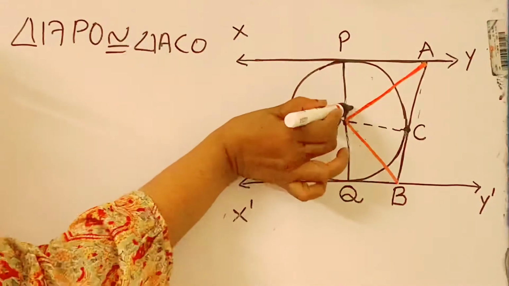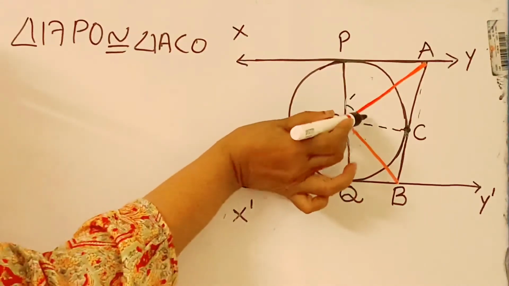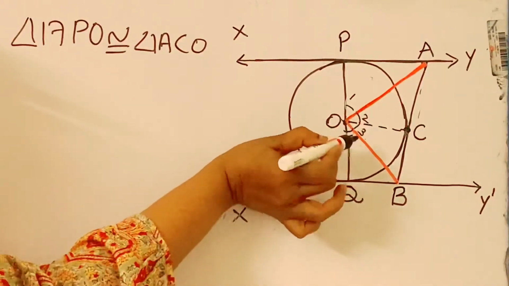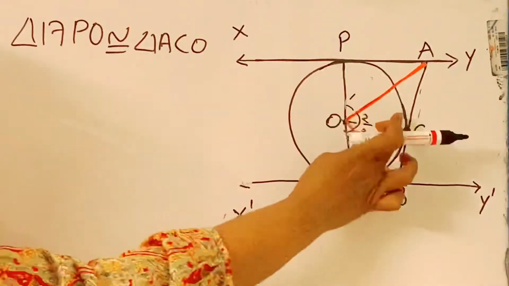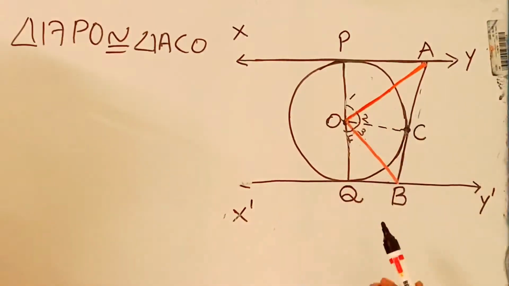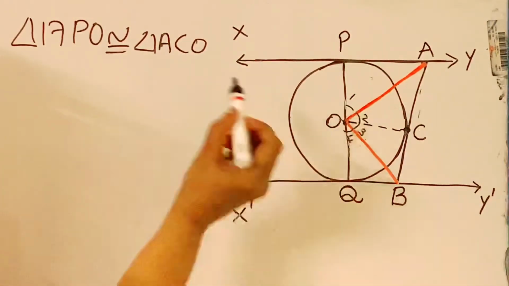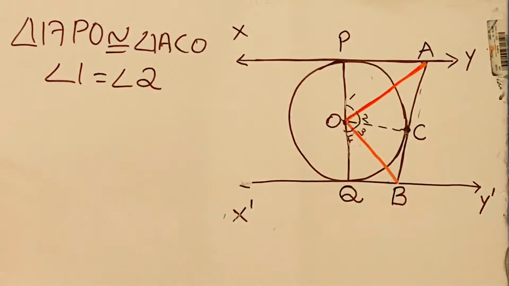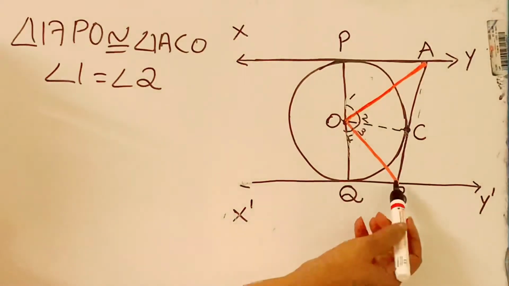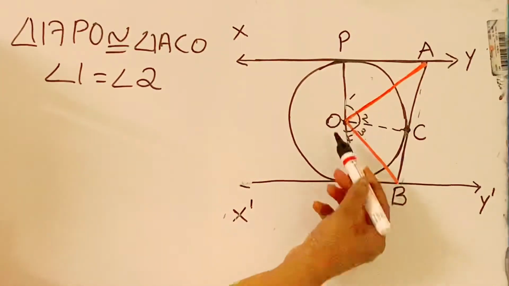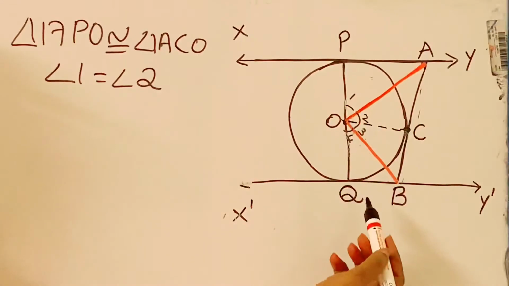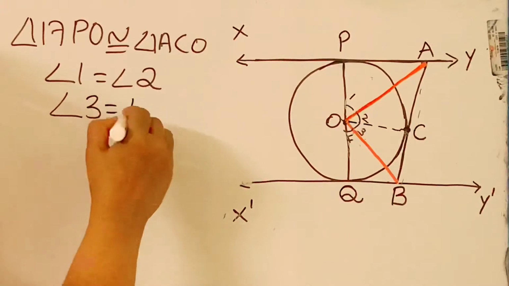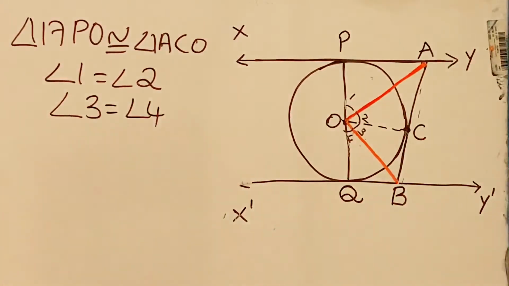Now this is angle 1, this is angle 2, this is angle 3 and this is angle 4. If these two triangles are congruent, then angle 1 and angle 2 are equal because corresponding angles of congruent triangles are equal. Similarly, triangles BCO and BQO are congruent by the SSS rule. That means angle 3 and angle 4 are equal because corresponding angles of congruent triangles are equal.